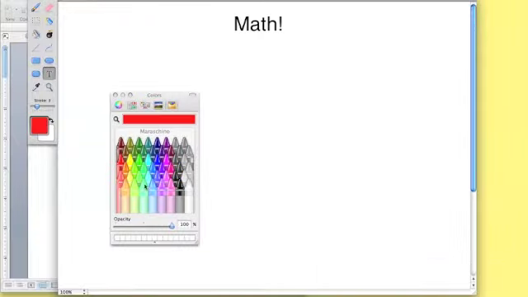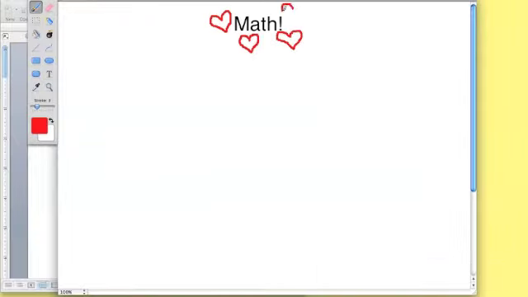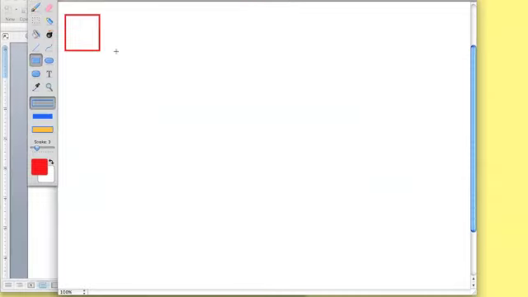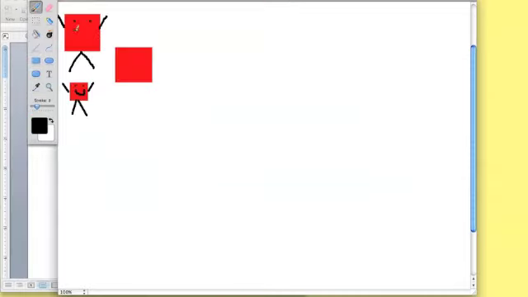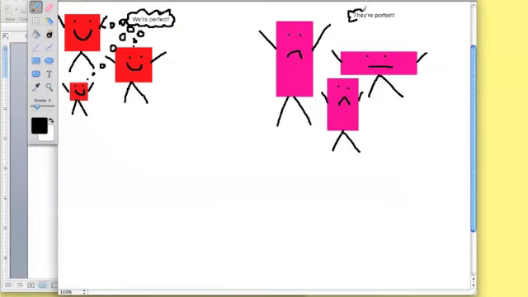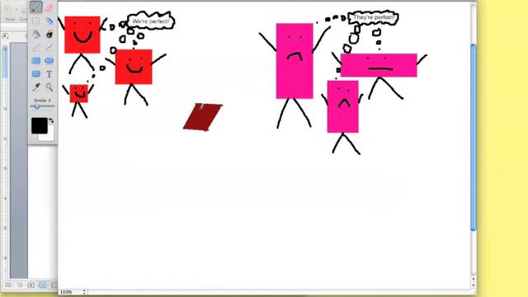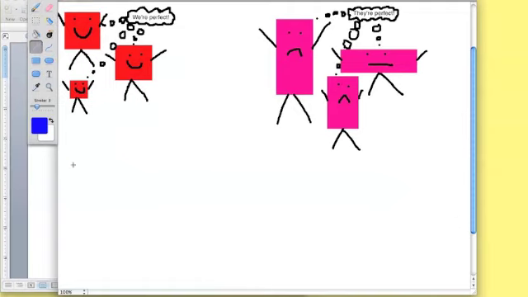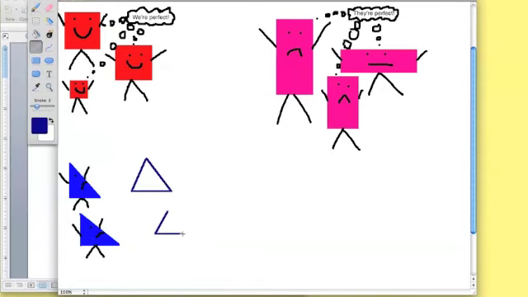So say you're in a math class. I love math, and you have a little geometry party going on, and you got the squares over here that think that they're perfect because, well, they kind of are, and then you have the rectangles that are all sad because they wish they were perfect, like the squares, and you got a little parallelogram that doesn't really know where he belongs.